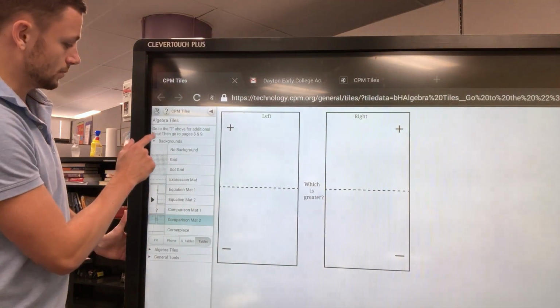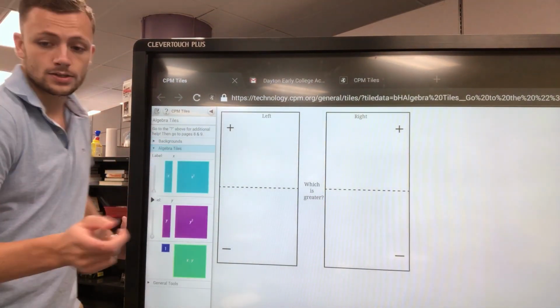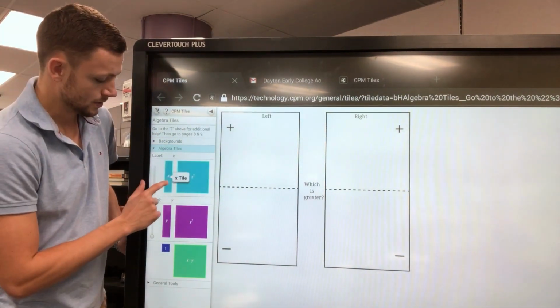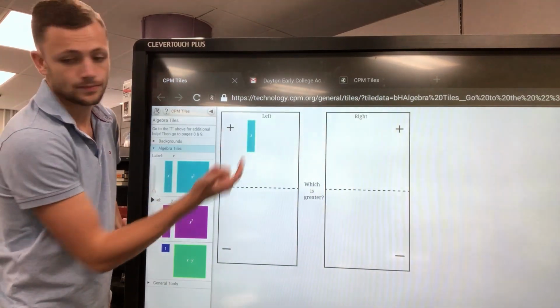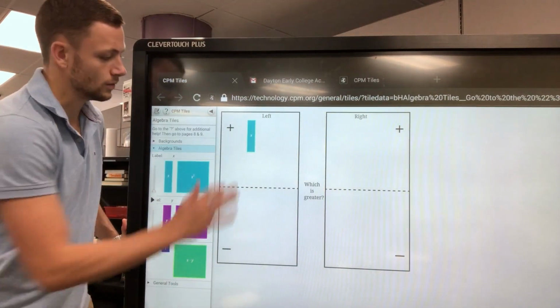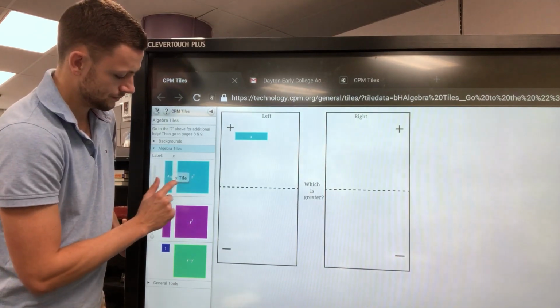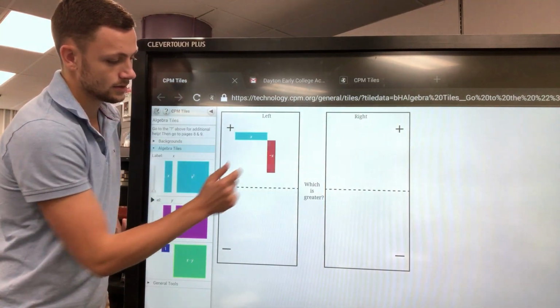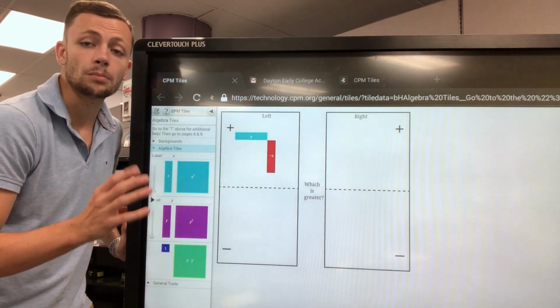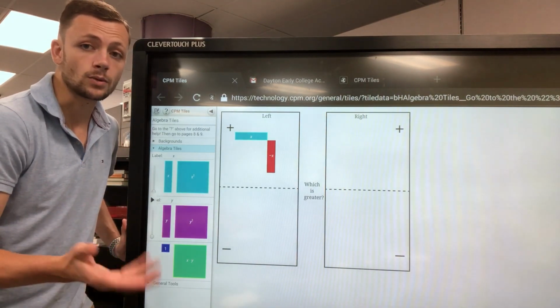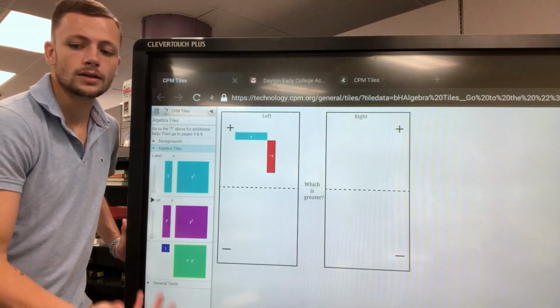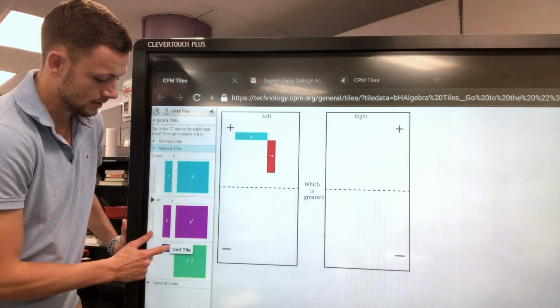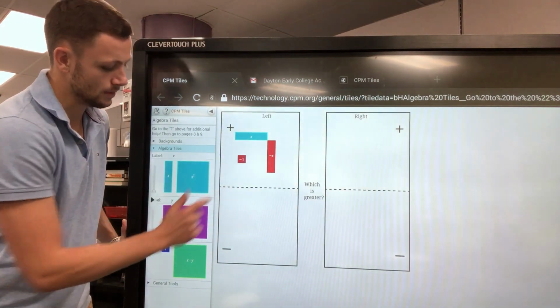Now you need to actually put the algebra tiles in. So to set it up, I'm going to do part A. So I have an X, and yeah, it's horizontal. The positive one is horizontal. And then I have a negative X. Remember, the shaded regions are positive. The empty or blank regions are going to be negatives. And then I've got two negative units up top.